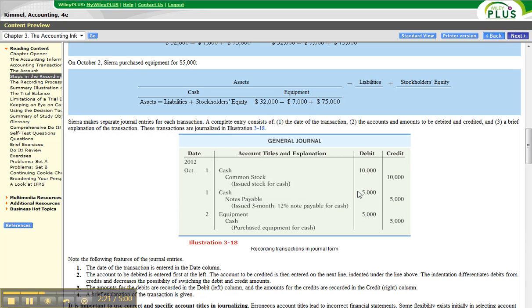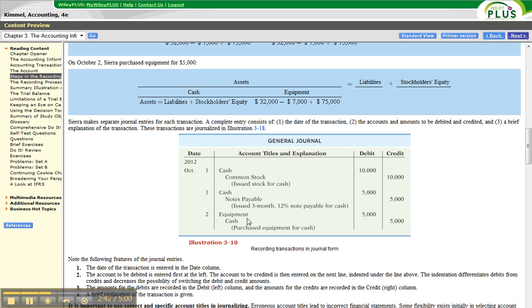When you borrow money, your cash is going up, so you debit cash, 5,000. Notes payable, this is a liability. So when you borrow money, you have to pay it back, and that represents a liability. And so notes payable would be the specific account that we use to record that liability. And the liabilities we saw are credit balances, so we have to increase the note payable by crediting it.